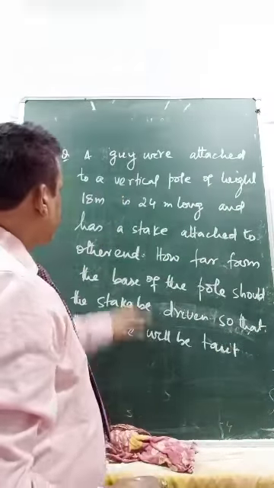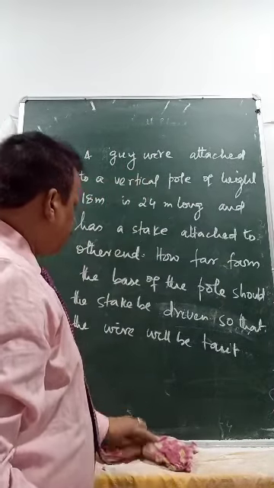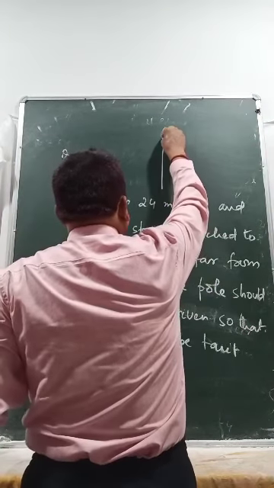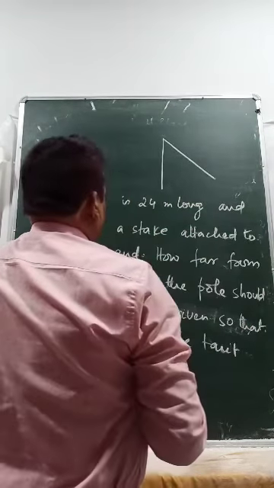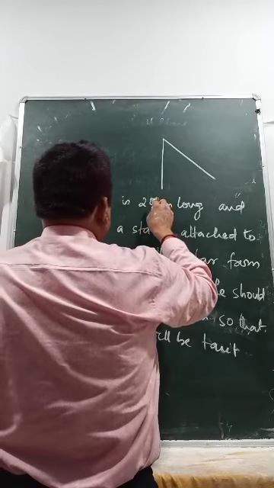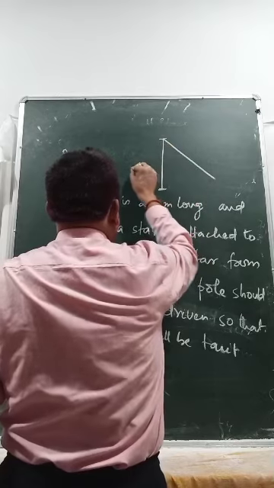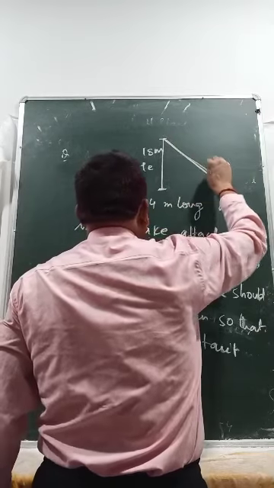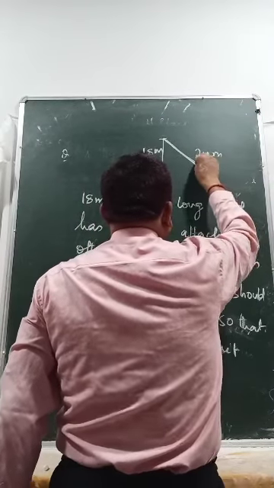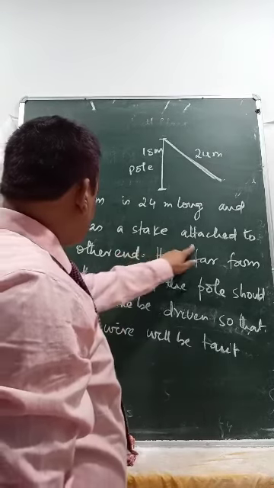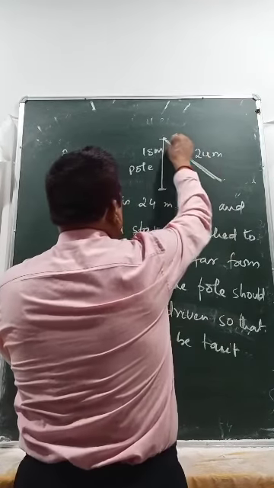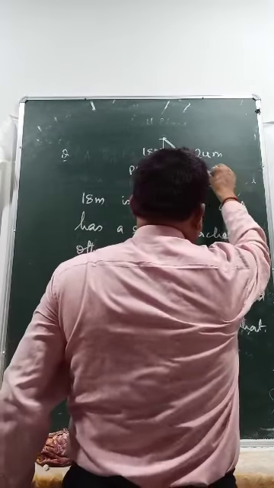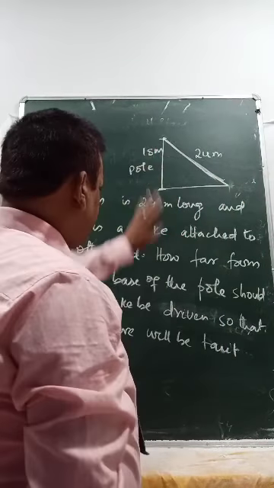Okay, look at here. Guy wire attached to a vertical pole. First make a vertical pole here. The wire is attached here. The pole is 18 meter. This is your pole, 18 meter. The guy wire is this one. This is 24 meter. And it has a stake attached to the other end, means this end is fixed to the pole, the other end is attached, means you have to pull it. Pulling means to make the pole keep straight.